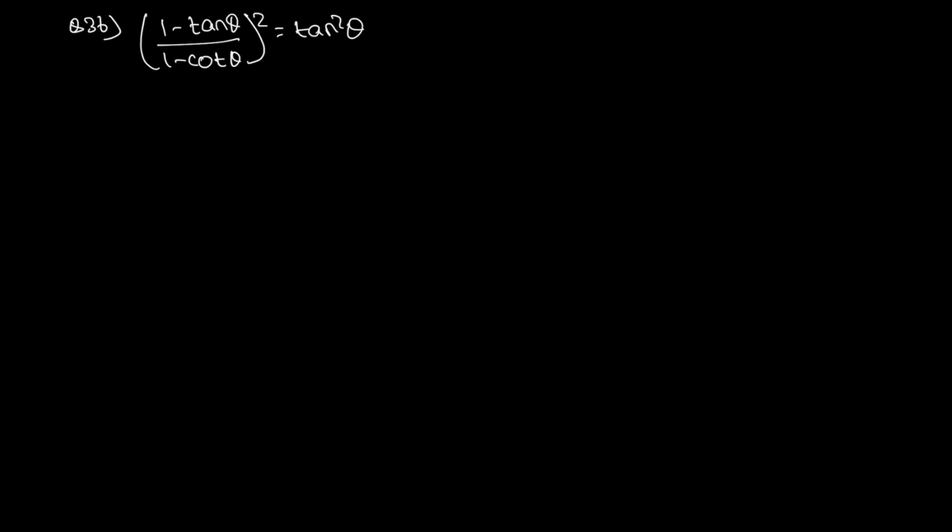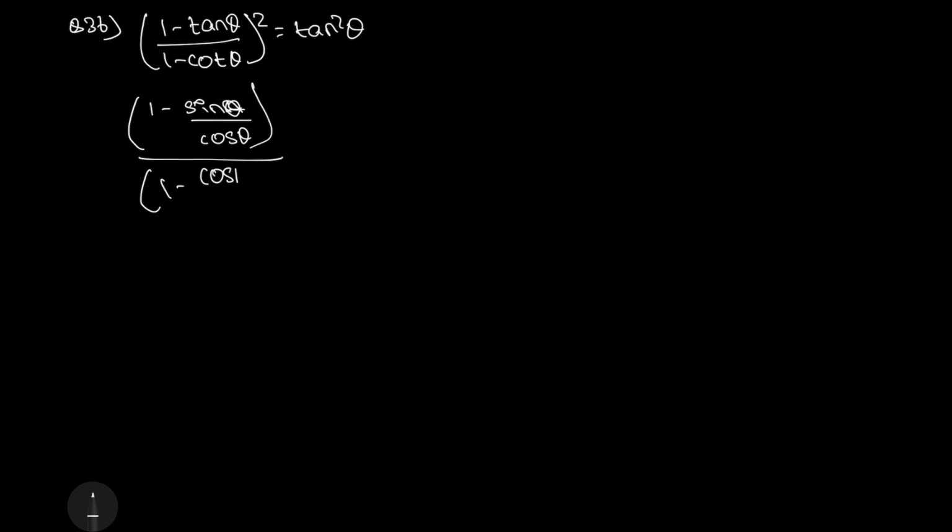Next we have our question number 36. Here, convert the tan and cot in terms of sin and cos first. We'll get (1 minus sin theta by cos theta) by (1 minus cos theta by sin theta) whole square. Here, take the LCM of this.